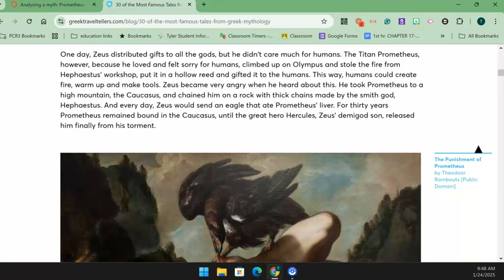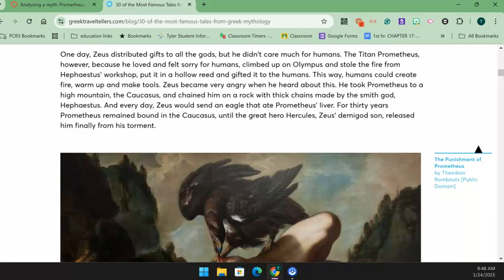And what did he do because he was angry? Chained him to a rock, and what else? Right? And he made it a bird that ate his liver. Now, that's a pretty harsh punishment, isn't it? Do you think Prometheus knew he was going to get in trouble for stealing the fire? Yeah, but he did it anyway, didn't he? Right?